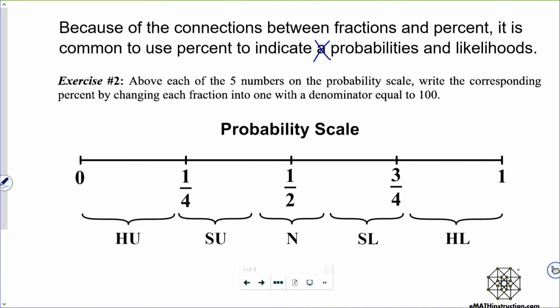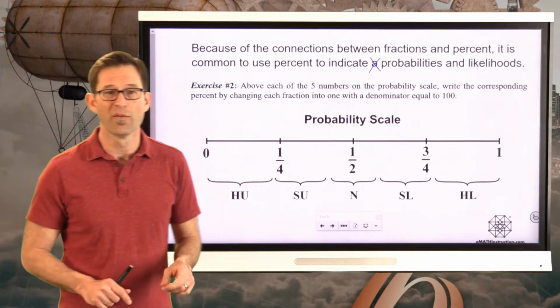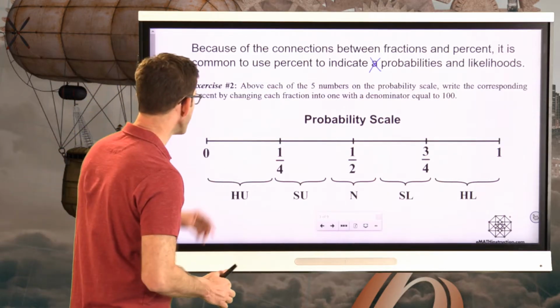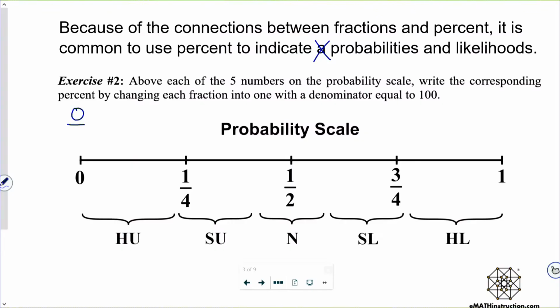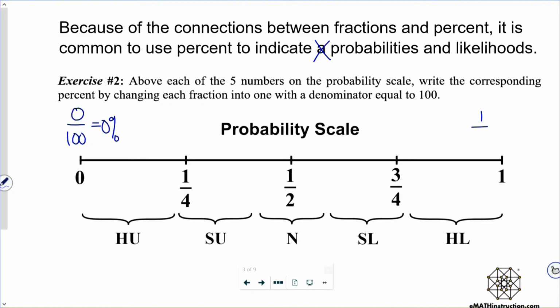Above each of the 5 numbers on the probability scale, write a corresponding percent by changing each fraction into one with a denominator equal to 100. All right, so let's do a few of them together. 0 is the same as 0 out of 100, so that's 0%. And that makes sense. The number 1, which is really as a fraction 1 out of 1, is equal to 100 out of 100.